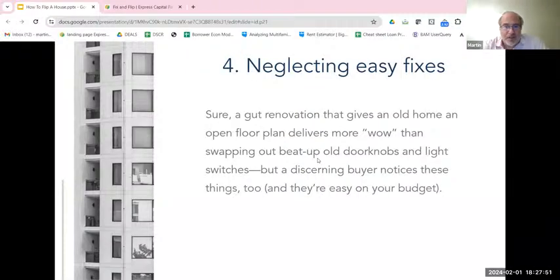Neglecting easy fixes. Sure, a gut renovation that gives an old home an open floor plan delivers more wow than ever before. But sometimes the small things like doorknobs and light switches can be very eye-opening to the buyer. And keep in mind, that buyer could not only be a future investor, but a homeowner that likes what they see. Those things could be doorknobs, light switches, a nice chandelier, and other ideas, which I'm going to be sharing with you in a moment.